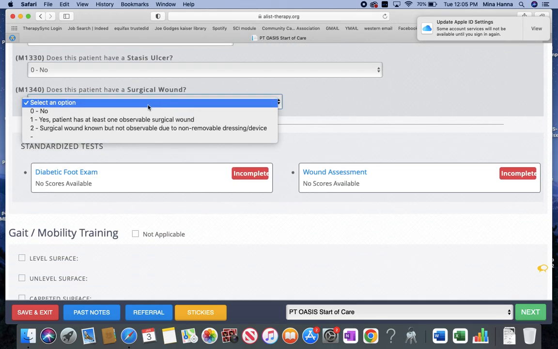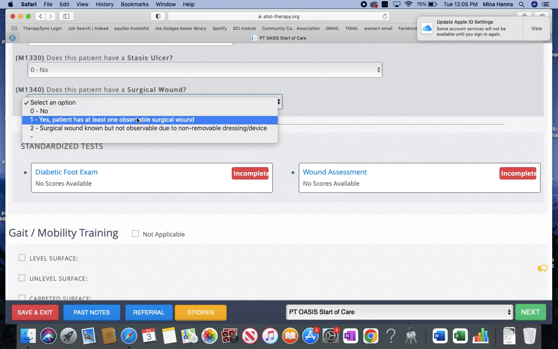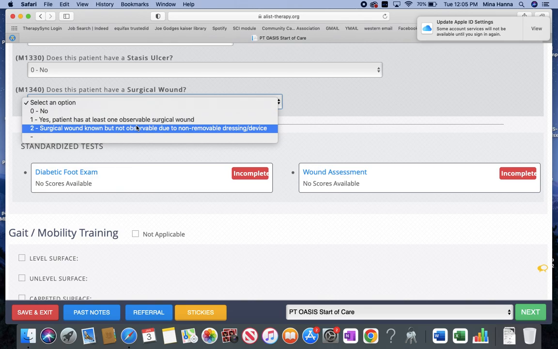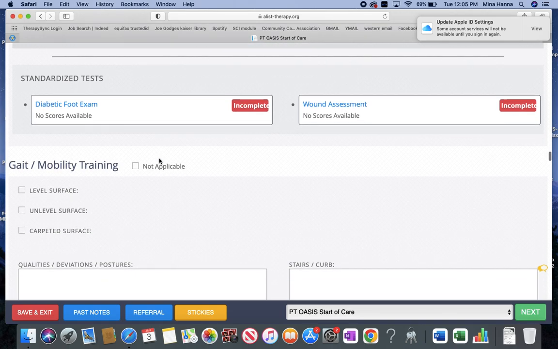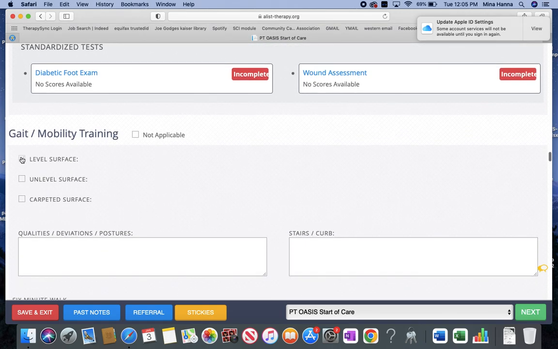Now there's a question about a wound. Yes, the patient at least has one observable wound, but not observable because it has a dressing on it, which mainly happens after a total knee replacement. So that's the option I would select. They have a surgical wound. It's covered with dressing. I didn't look at it. I didn't do any wound care, so I don't have to worry about that.